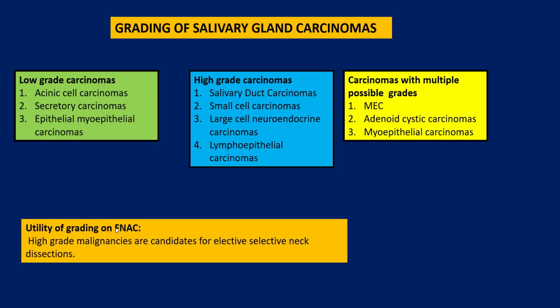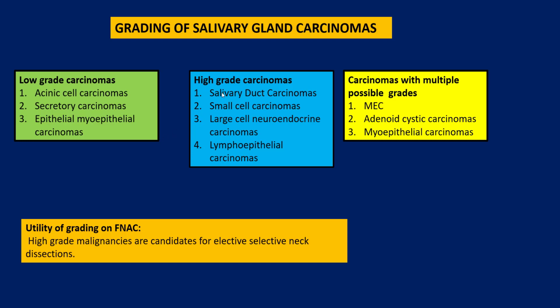So next, I'm going to spend a little bit of time, just one slide each, on the grading of salivary gland carcinomas, and then a little bit of time on the molecular cytopathology of salivary gland. Now, when it comes to the grading of salivary gland carcinomas, most of the time the grade is defined by what you call the lesion. So if you call something an acinic cell carcinoma, secretory carcinoma, or epithelial-myoepithelial carcinoma, it means that you have called it a low-grade carcinoma just by designating it as such.